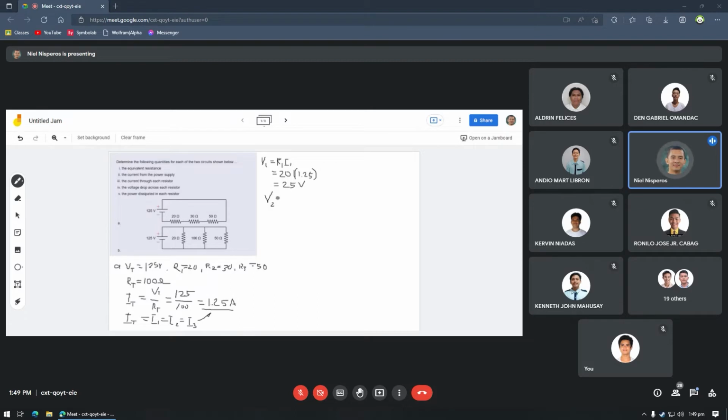For V2, we go directly. So R2 times I2, which is equivalent to 30 multiplied by 1.25. Yes, 37.5, sir. Volts. How much is it? 37.5. Okay.